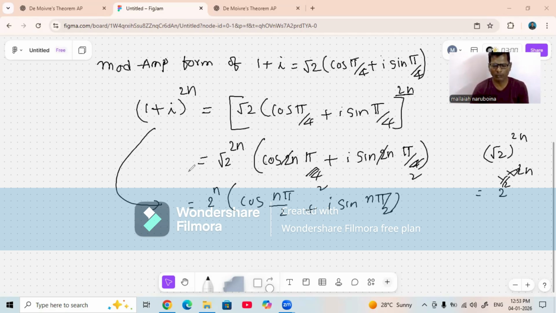Similarly, we have to find the value of 1 minus i whole to the power of 2n. It is just the conjugate of this one. So write 2 to the power of n, same cos n pi by 2. Just write minus in the place of plus: minus i sin n pi by 2.